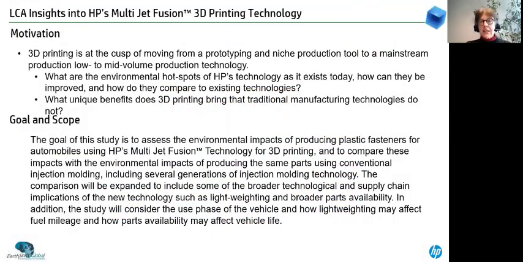So the next study that I want to talk to you about, or work that I want to talk to you about, was with HP. And here we were looking at their brand new 3D printing technology. And I'll show you in a minute. HP has a little bit different way of approaching their 3D technology. And they wanted to see, how does it compare with injection molding?